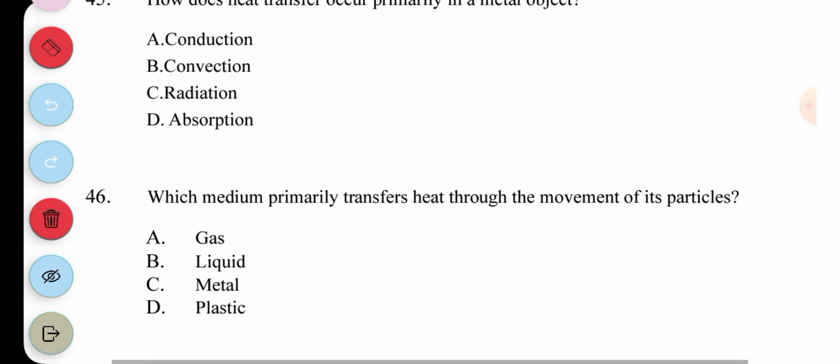46. Which medium primarily transfers heat through the movement of its particles? A. Gas. B. Liquid. C. Metal. D. Plastic. The answer to question 46 is A. Gas.